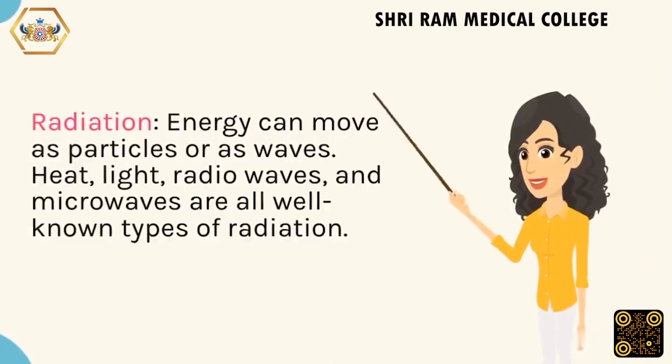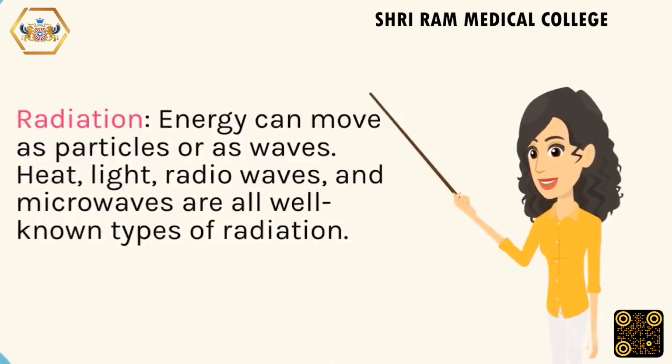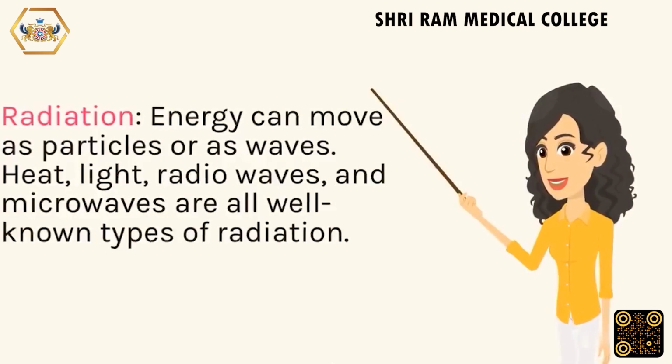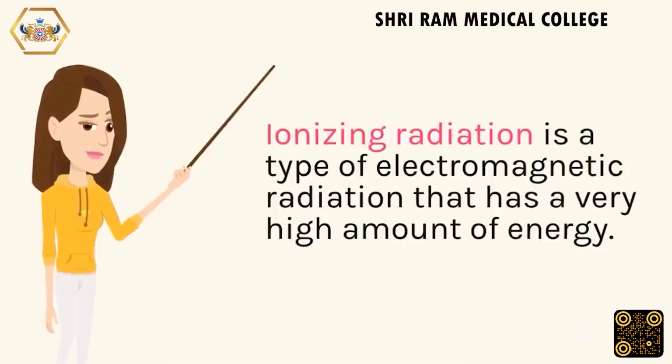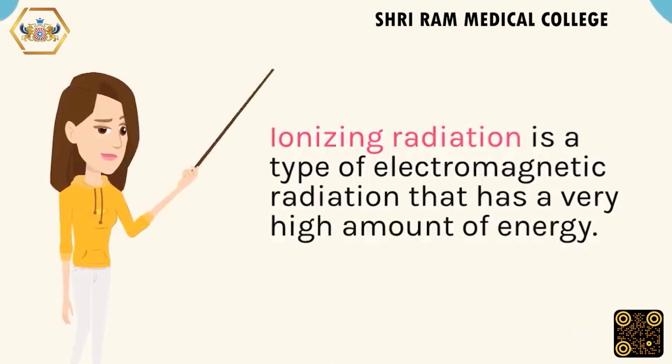Radiation, energy that can move as particles or as waves. Heat, light, radio waves, and microwaves are all well-known types of radiation. Ionizing radiation is a type of electromagnetic radiation that has a very high amount of energy.